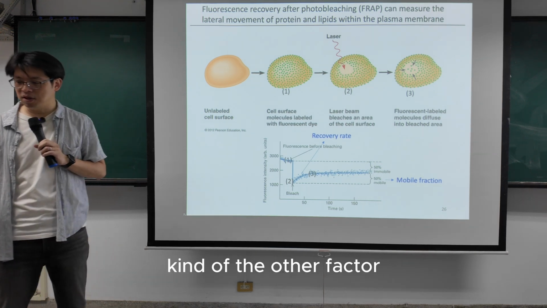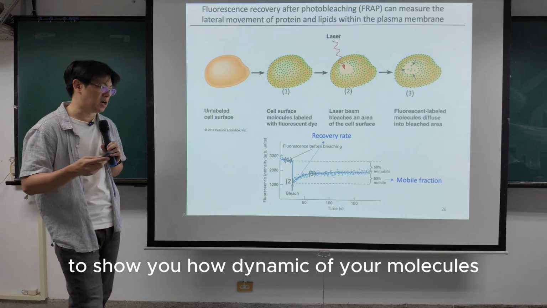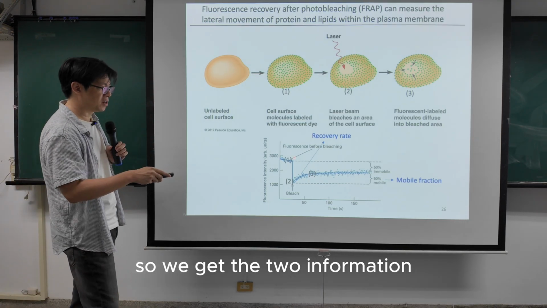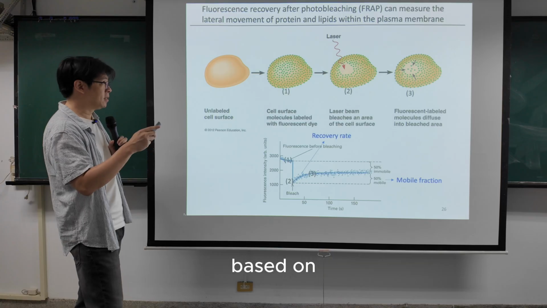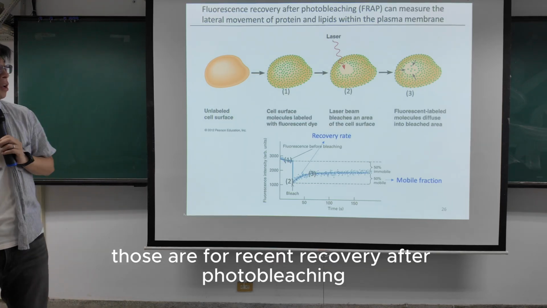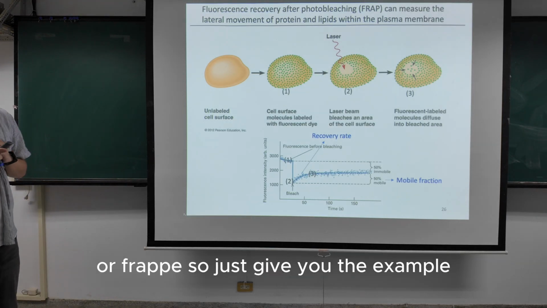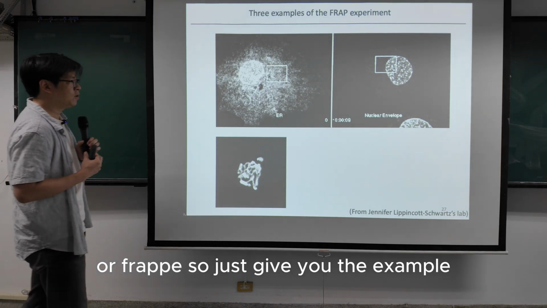It is also another factor to show you how dynamic your molecules are. So we get two pieces of information, the recovery rate and the mobile fraction, based on fluorescence recovery after photobleaching, or FRAP. So let me give you an example.